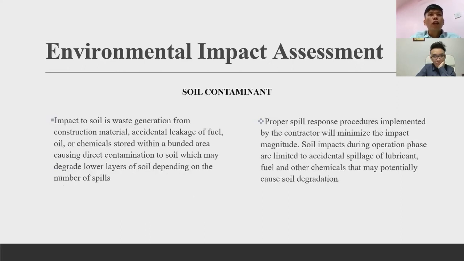And the third one is soil contaminant. In the construction of the PV power plant, soil contamination may also happen. The impact to the soil is waste generation from construction material, and accidental leakage of fuel, oil, or chemicals stored within a bunded area, causing direct contamination to soil, which may degrade the lower layer of the soil depending on the amount of spillage. To reduce this problem, a proper spill response procedure implemented by the contractor will minimize the impact magnitude. Soil impact during the operation phase is limited to accidental spillage of lubricant, fuel, and other chemicals that may potentially cause soil degradation.